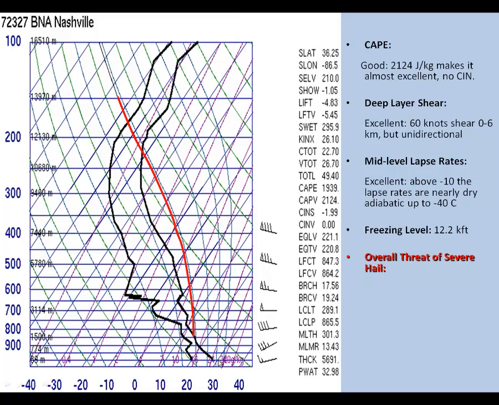But look around the -5 degrees Celsius and above. These lapse rates are really tilted to the left, so they're not even really moist adiabatic at all. They're almost dry adiabatic, so there is a lot of CAPE to be had up in the maximum hail growth zone. So the freezing level is 12,200, and you would expect this to be high. This is a no-brainer. Every ingredient's there. The CAPE, the shear is fine. And again, those upper level lapse rates are something that really need to be paid attention to.